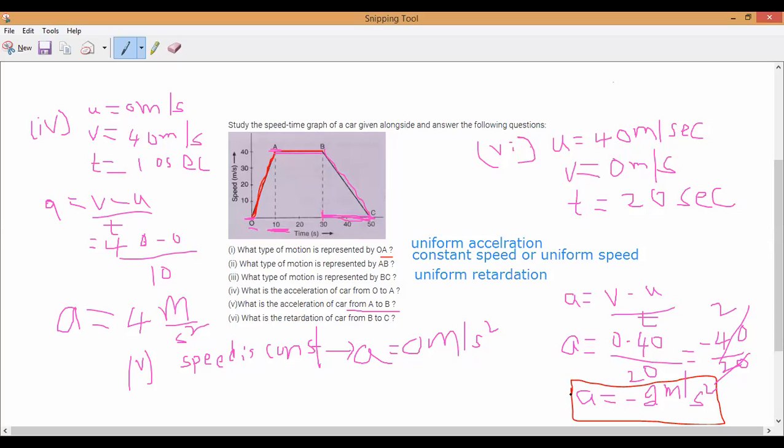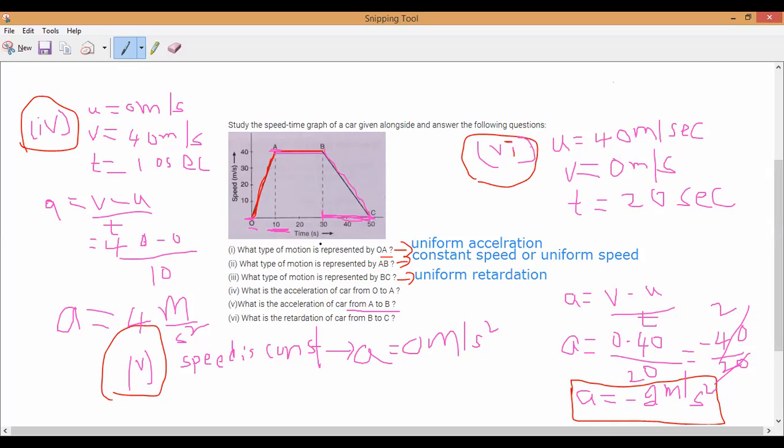Any doubt? This is the 6th part. All of you answer one by one. This is the first part 1, this is part 2, and part 3. Part 4 answer, and part 5. Part 5 is constant speed, so acceleration is 0, and this is part 6.